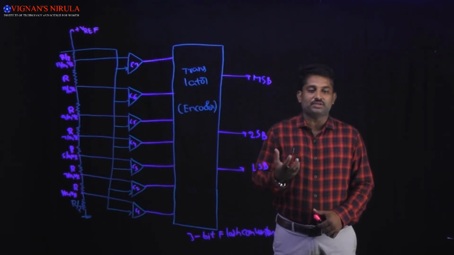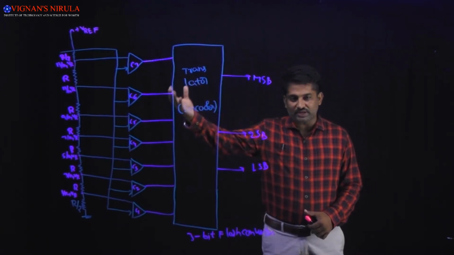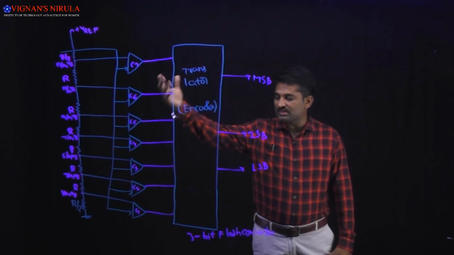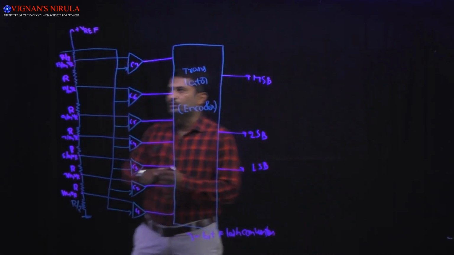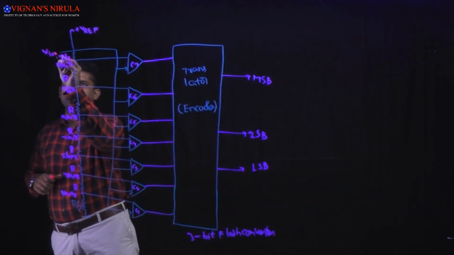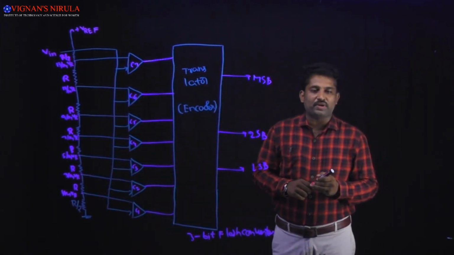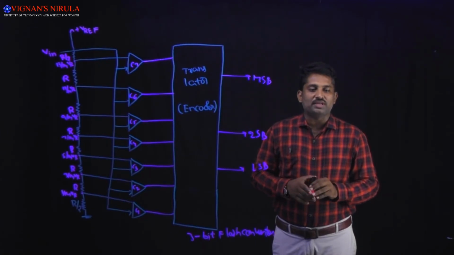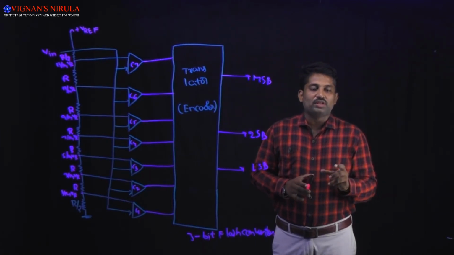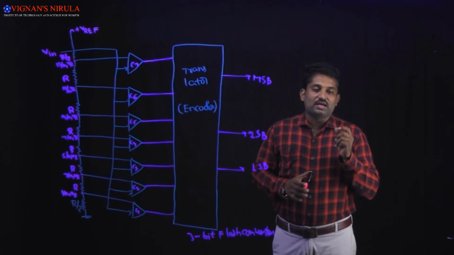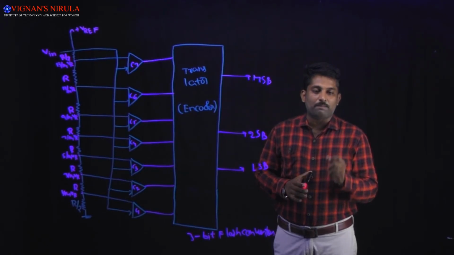Because of the high speed conversion, 2 power n minus 1 comparators are required. In these comparators the input is applied to one of the input terminals. Here I am going to take it as V in, which will be applied as one of the input terminals of the comparator, and the other input is the reference input. The reference voltages will be applied to the reference input of the comparators with 1 LSB apart.